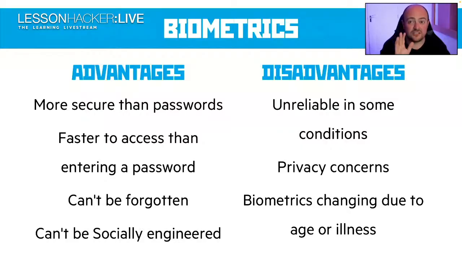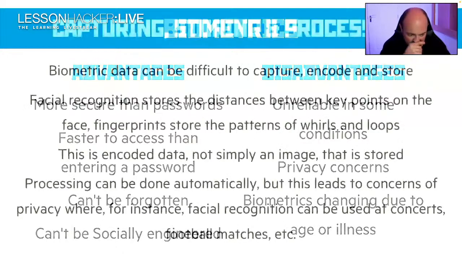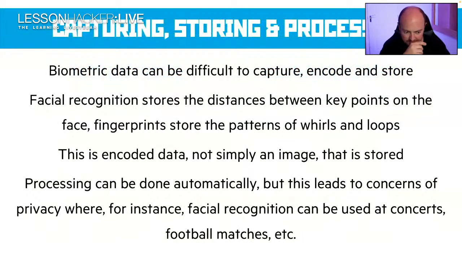Disadvantages: some conditions it's unreliable, right? There are some areas where a biometric could be unreliable. I'm wearing a mask because of a pandemic. Oh no, Face ID doesn't work. I'm wearing gloves because it's cold. Oh no, fingerprint sensor doesn't work. There are privacy concerns with us having your data about this, and biometrics might change due to age or illness, especially if you're doing something like voice print identification. You get a cold, it won't recognize who you are. Okay.